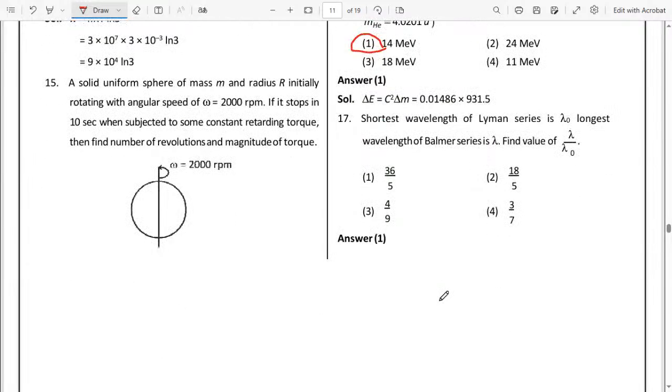Next. Question number 17. Shortest wavelength of Lyman series is lambda 0. Longest wavelength of Bowman series is lambda. Find value of lambda by lambda 0. Option 1, 36 by 5, is the correct option, students. Next.